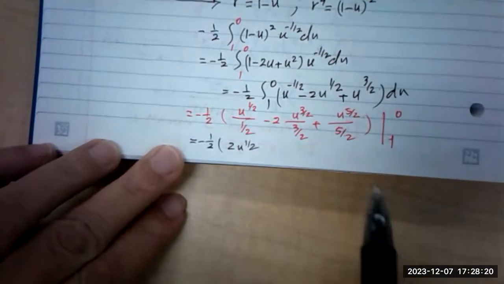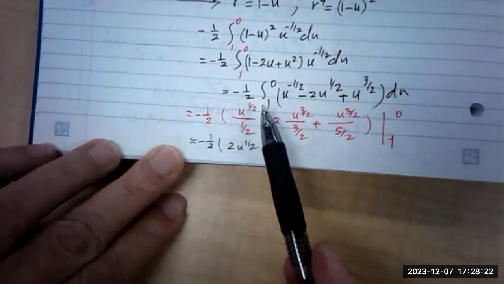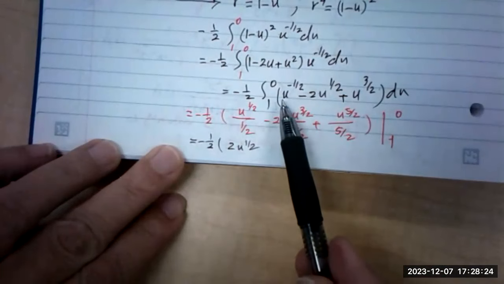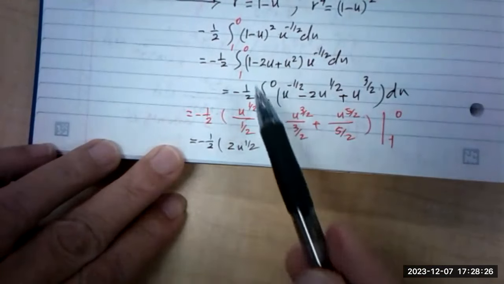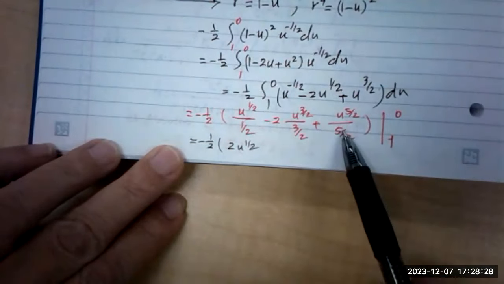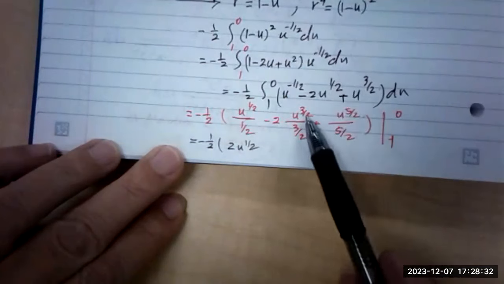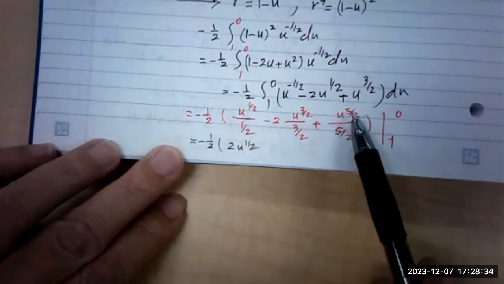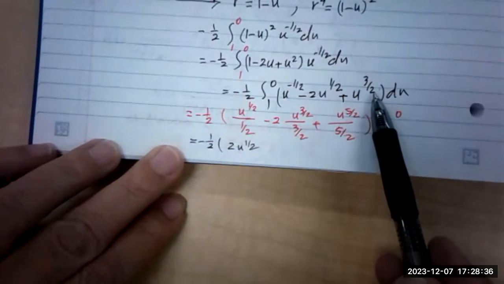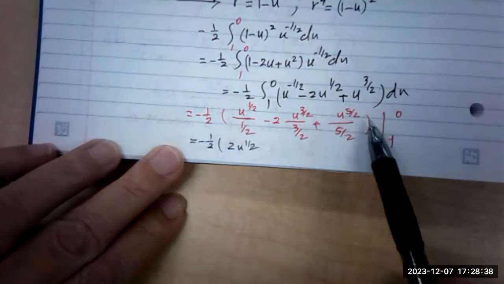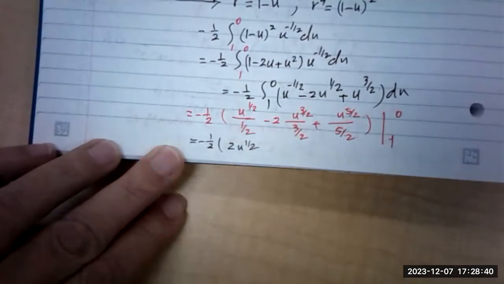Which one? The last number there in red. This is u to the 1 half. Because this is negative 2u to the 3 halves divided by 3 halves. And the next one is u to the 5 halves. Oh, never mind. I'm good. Okay.